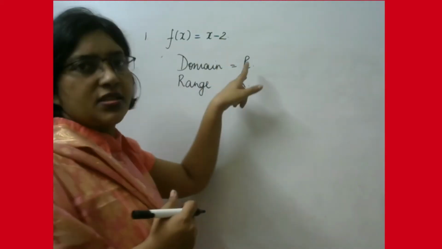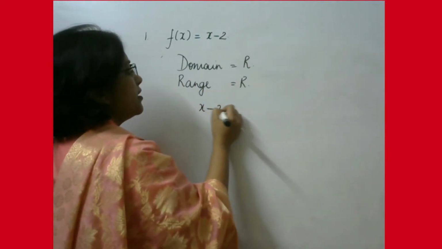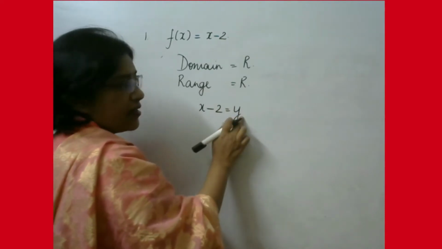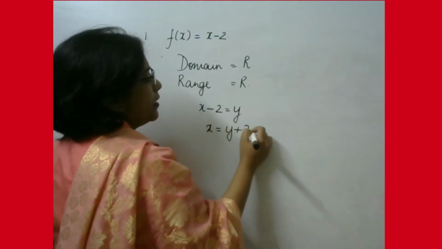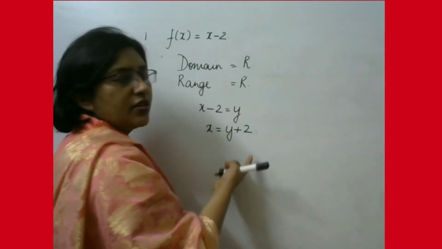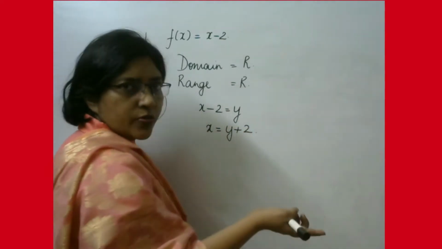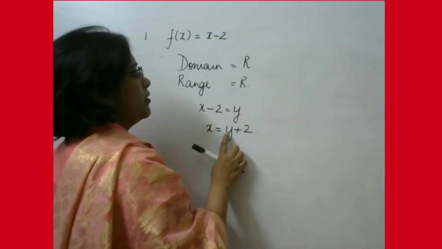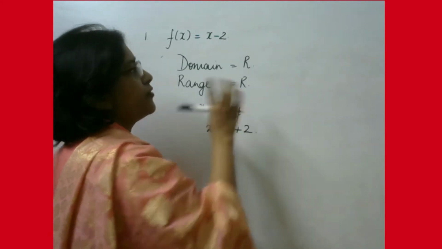So we take the domain as R, and to find the range, we can take it as equal to y, that is our image. And let's find what is x. Now for every real number x, what kind of values are allowed here? You take any real number plus 2 will also be a real number. So you can take any value for y or any real number for y.